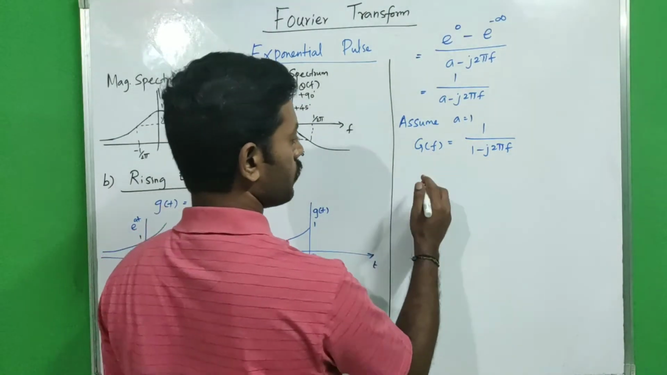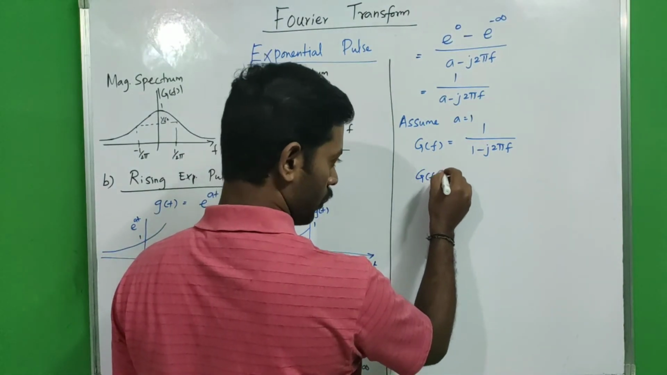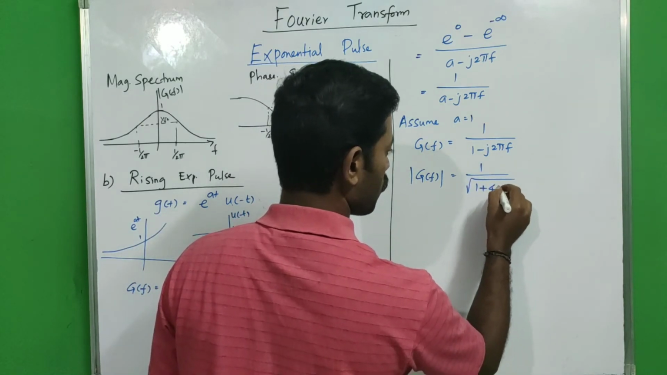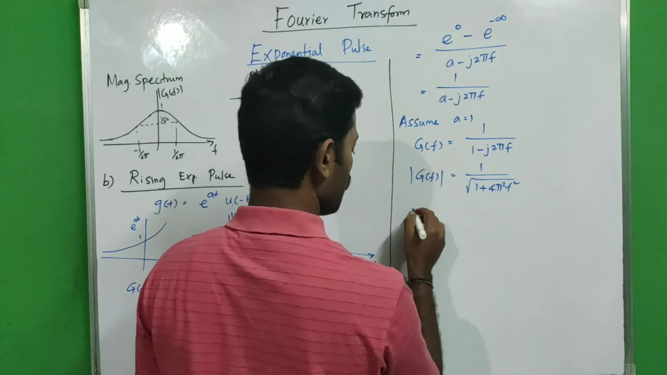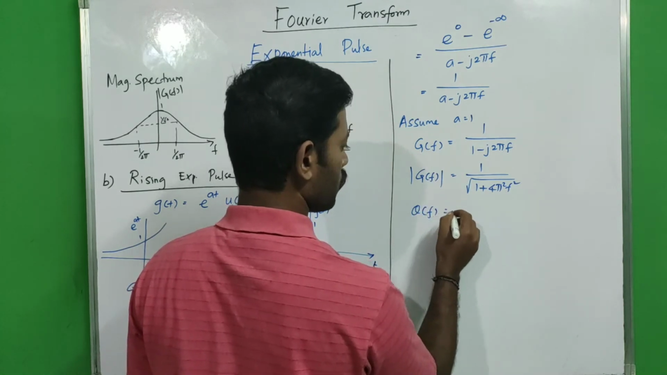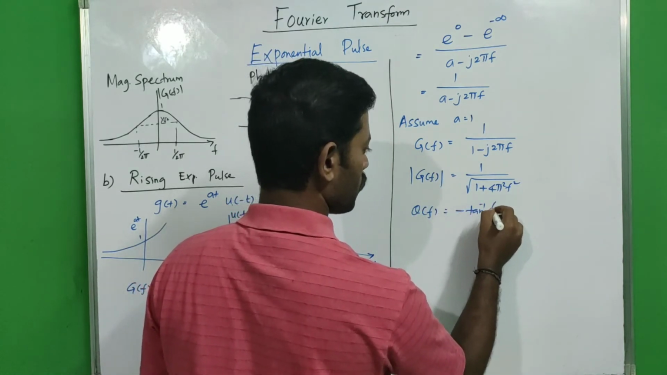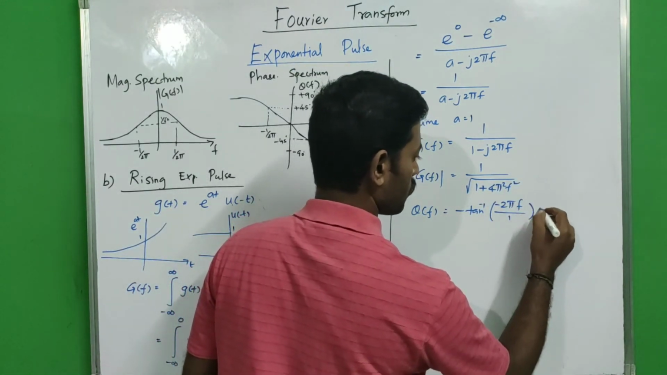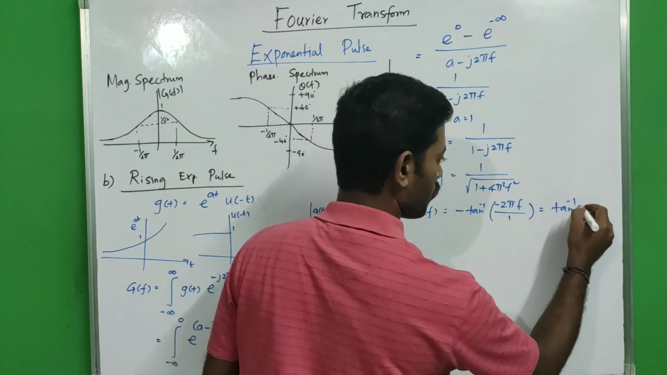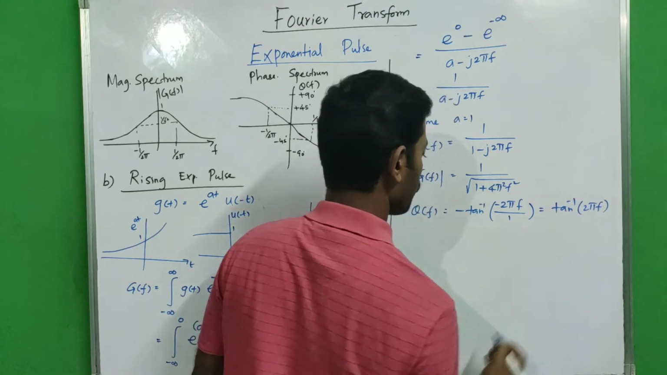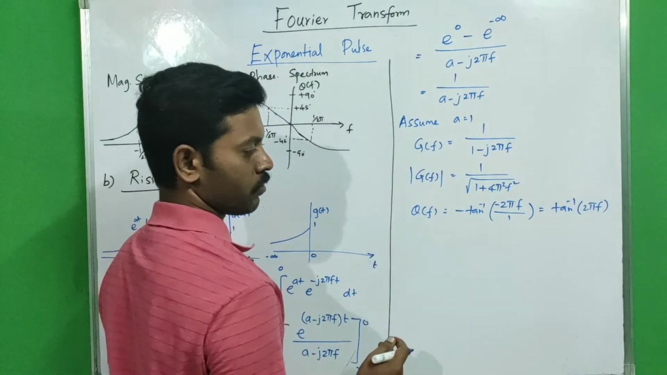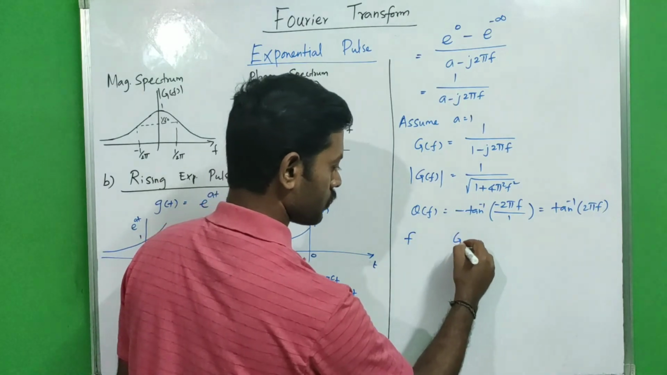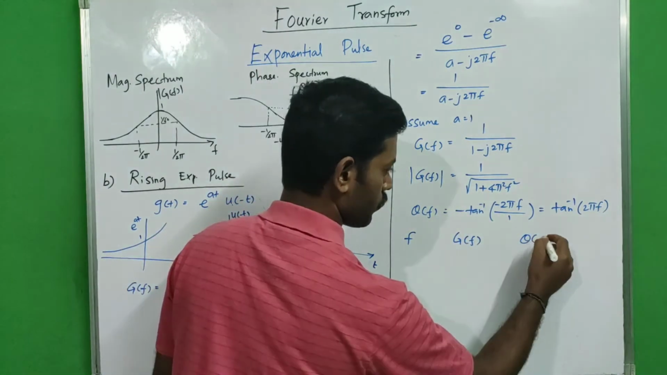Now I am finding the magnitude, equal to 1 divided by square root of 1 plus 4 pi square f square, and theta equal to minus tan inverse of the imaginary part, minus 2 pi f divided by 1, equal to tan inverse of 2 pi f. So we will apply the values of frequency f, modulus of G of f and theta f.